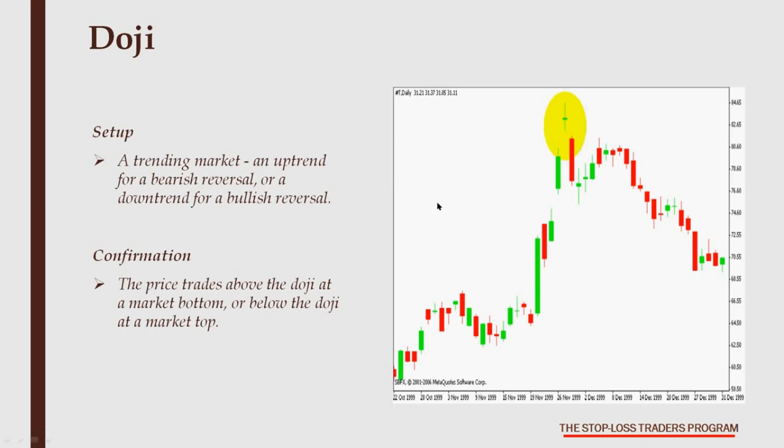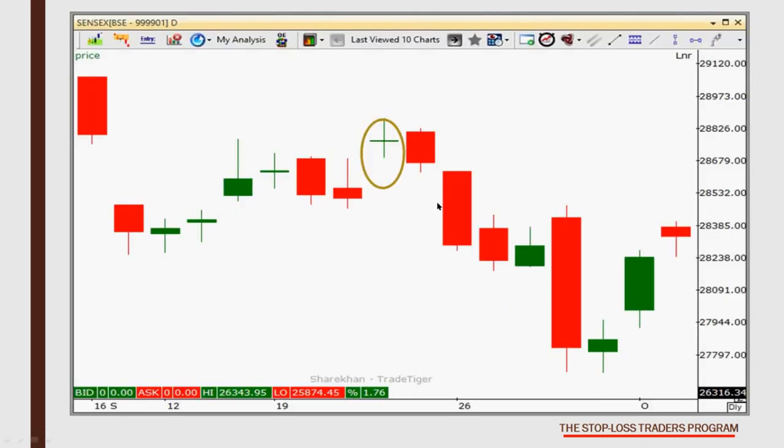So let's take an example here. This is the Sensex chart. The prevailing trend at the time, there was already a substantial rally in price. After that we had this doji here. As soon as the market started trading below the open of this green candle, we have a confirmation that a short-term top is in place, because the prevailing trend was strongly up.